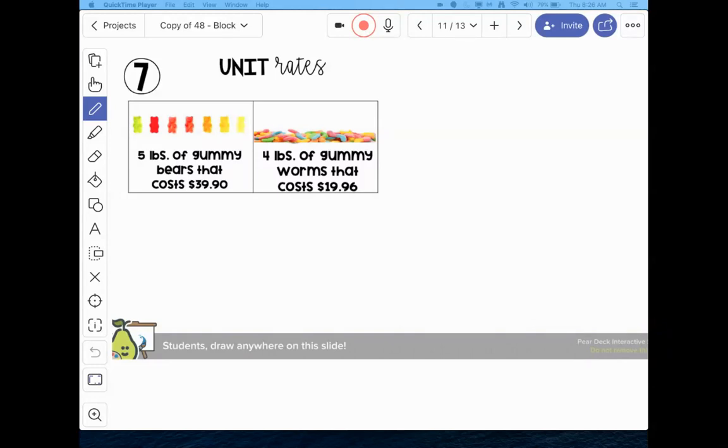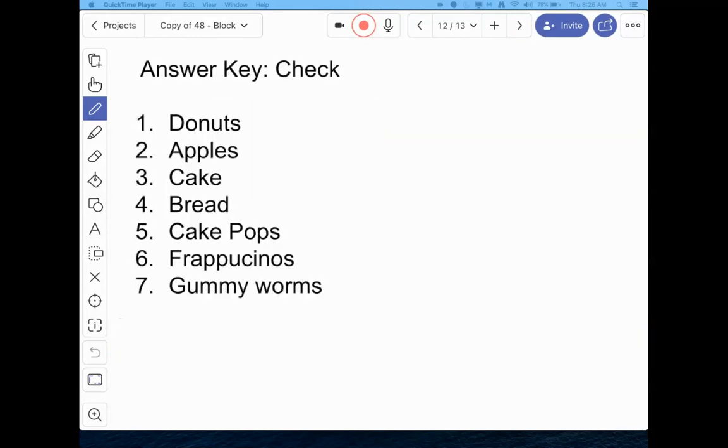Now that you've done those problems, go back and make sure that you've shown your work for all of them, and make sure you've chosen the better deal for each one. And then here is your answer key for which is the better deal for each one of those. So cake, bread, the cake pops, frappuccinos, and gummy worms are the best deal. Go ahead and put a little star next to those ones you got right.